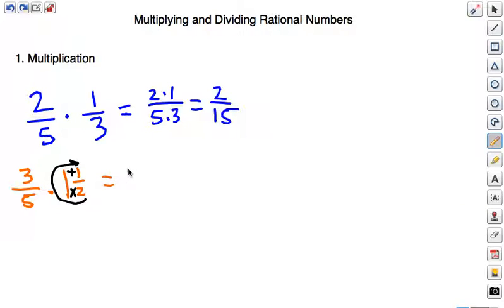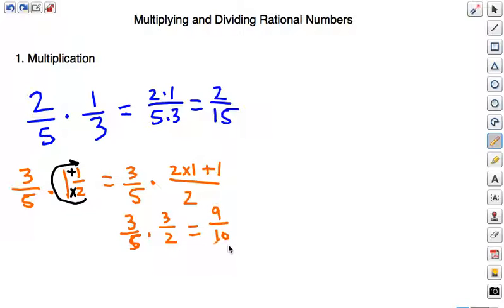So we're just going to go ahead and rewrite this. So 3/5, of course, times 2 times 1 plus 1, and then that's all over 2. So if we rewrite that again, we would have 3/5 times 3/2. Okay, 3 times 3 is 9, 5 times 2 is 10, so 9/10. All right, and that's not able to be reduced. It's in simplest form, so we're good there.